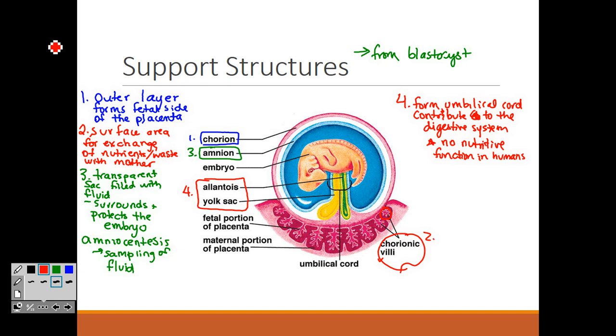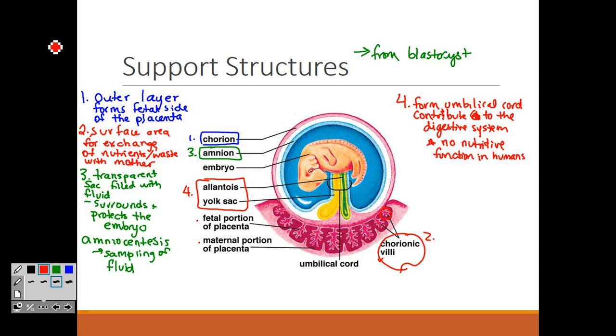Now, if we take a look, the next 2 points are talking about the placenta. And so I want to go to the slide that has the picture of the placenta on it so we can look at it more clearly. So before I do, does anyone want to ask any questions there?